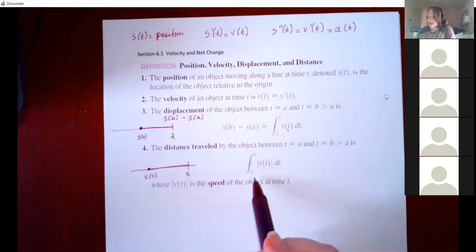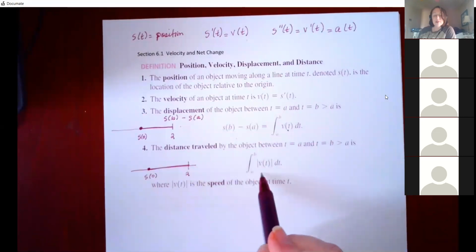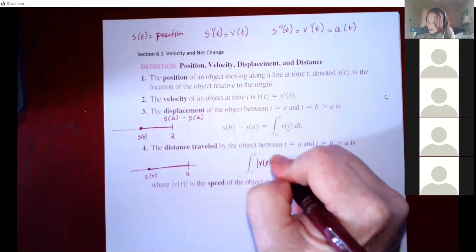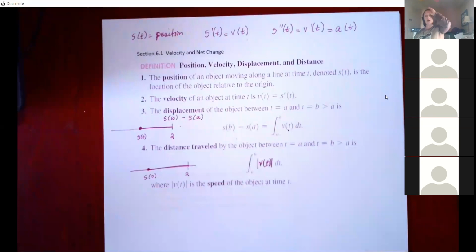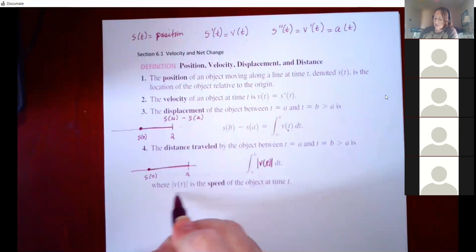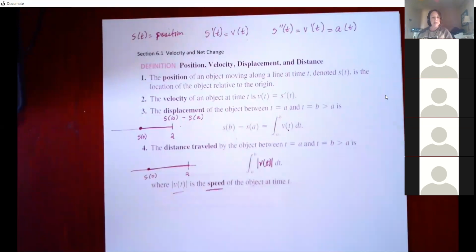In general, to find distance traveled, that will be the integral of the absolute value of velocity. And that will keep us from canceling off when it's going right versus left or up versus down. Now, another thing that you want to keep in mind is another name for the absolute value of velocity is speed.